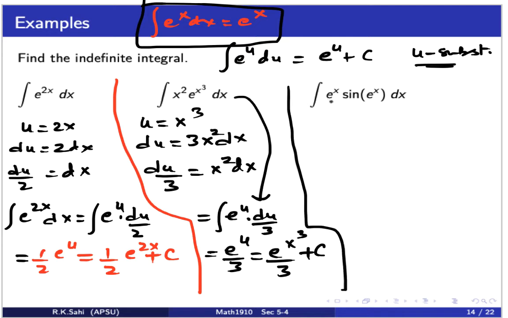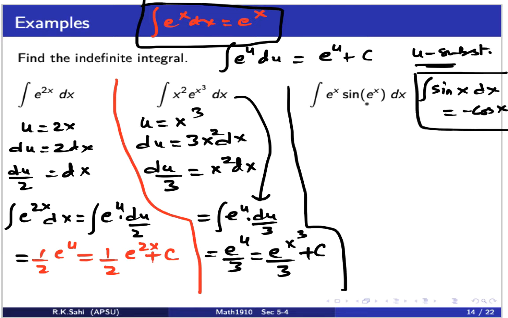Now let's look at this problem. e to the power x sine e to the power x dx. Now we all know that the integral of sine x dx is what? Negative cosine x, right? Keep this in mind. The integral of sine x dx is minus cosine x.